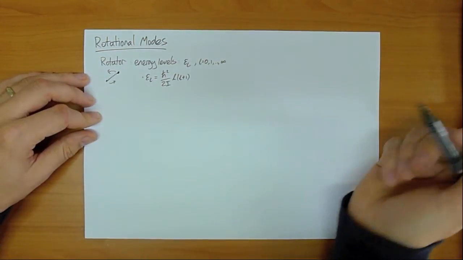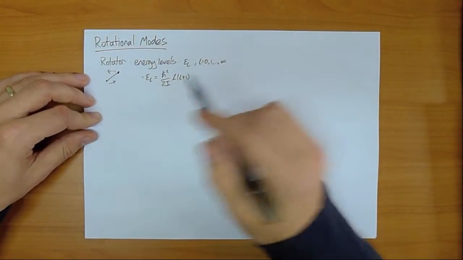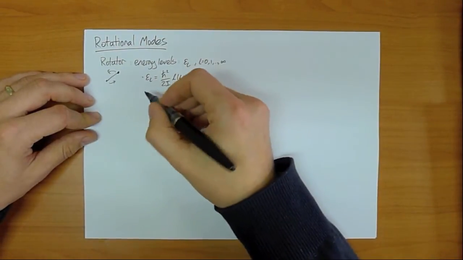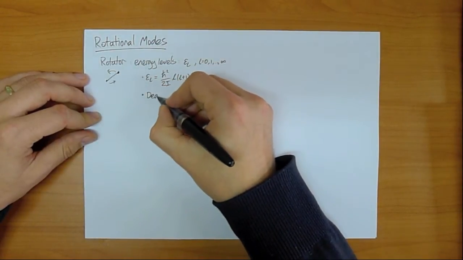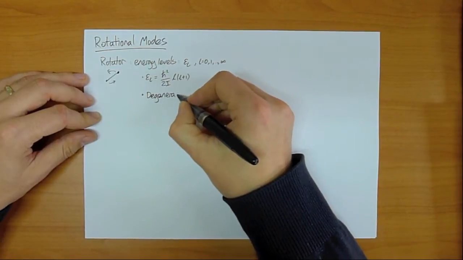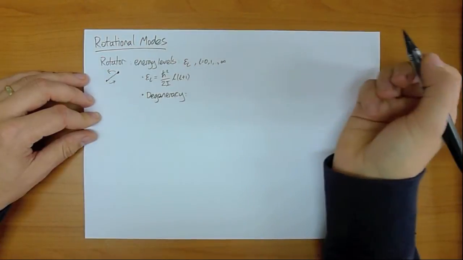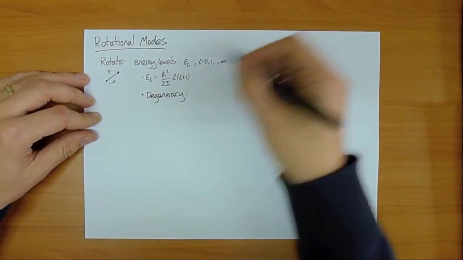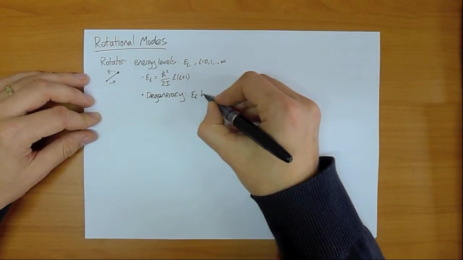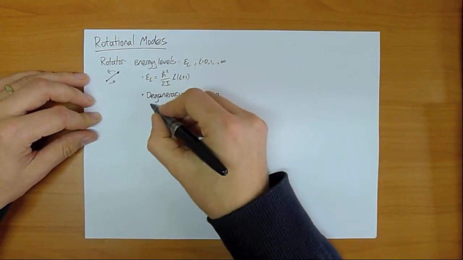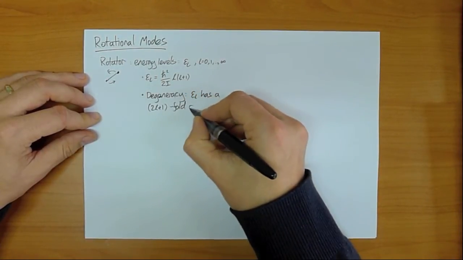Now, an important point about the rotator energy levels is that they are degenerate. This means that for each value of L, you have more than one possible level. And in particular, the degeneracy is such that the energy level L has 2L plus 1 levels associated with it. So epsilon L has a 2L plus 1 fold degeneracy.